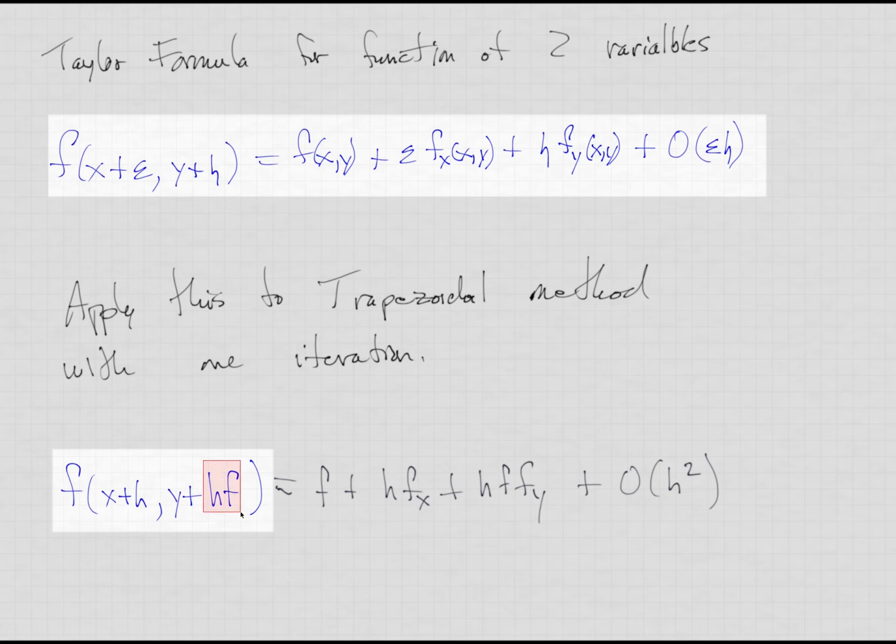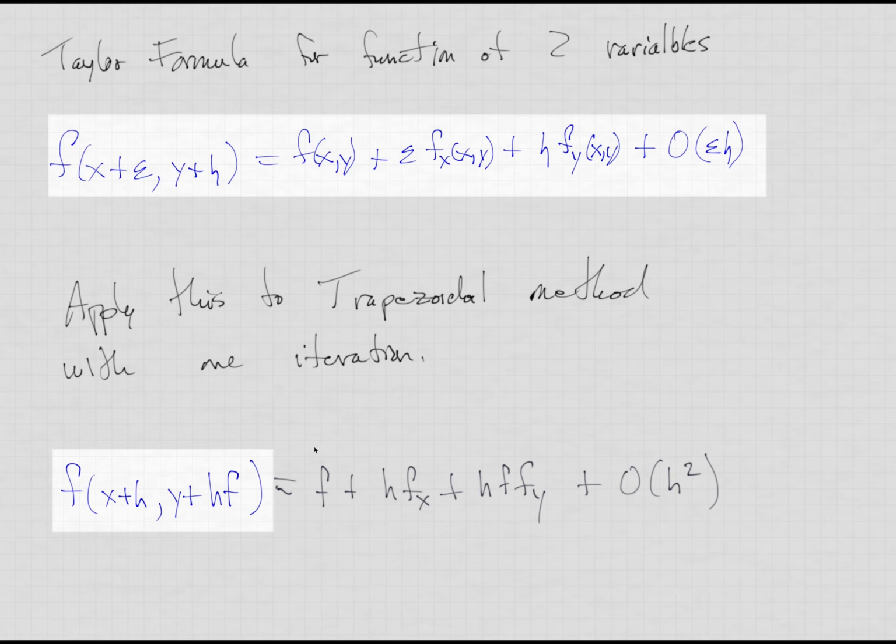This comes from the fact that f, remember, is our value for y prime. And so if we multiply h times f, we get an estimate of the change in y. Right? And in fact, this is what we'll use in the trapezoidal method with only one iteration to solve the implicit equation. I'll go through that in detail in a second. But this is going to be our change in y. It's going to be h times f.